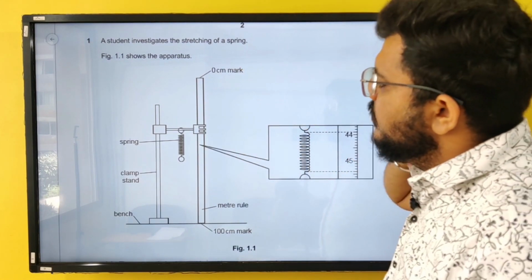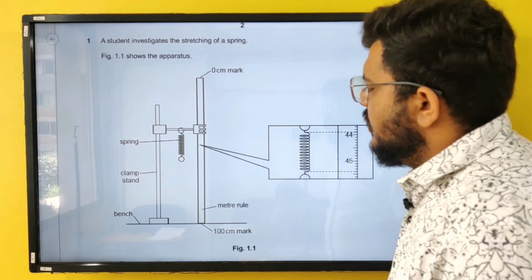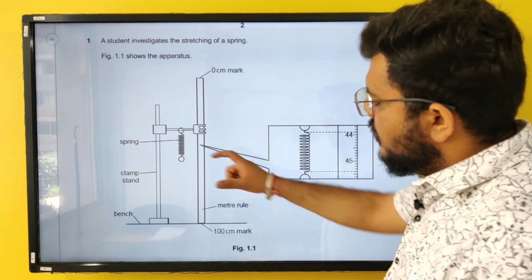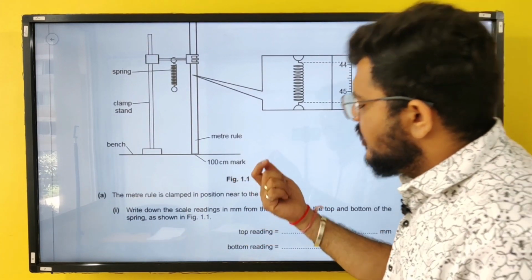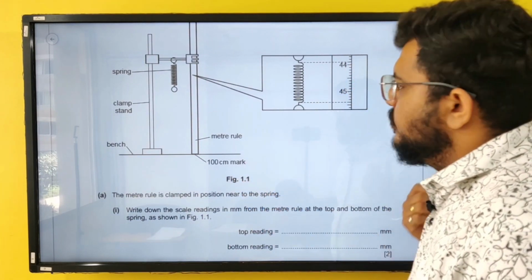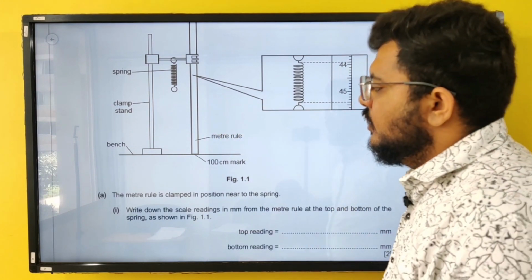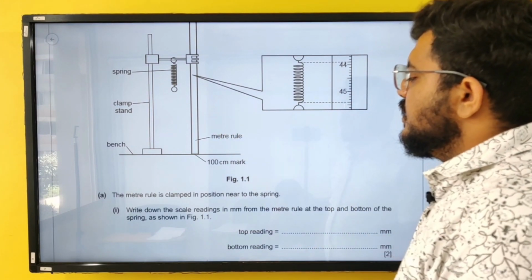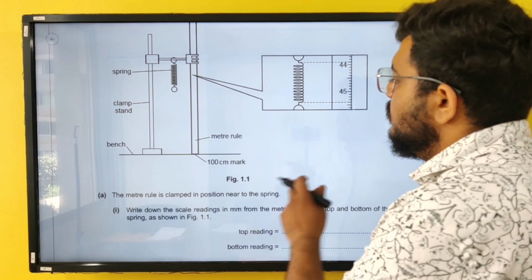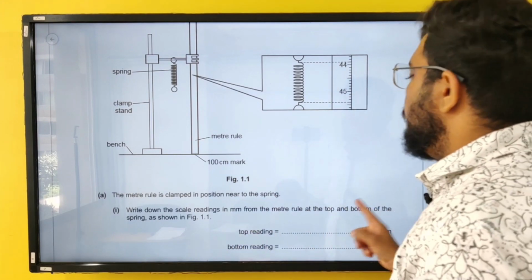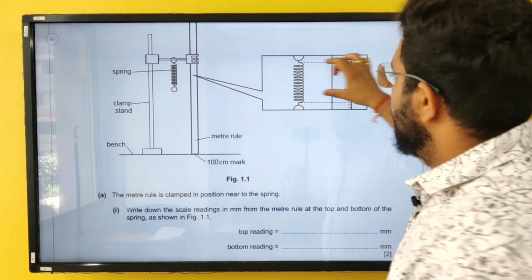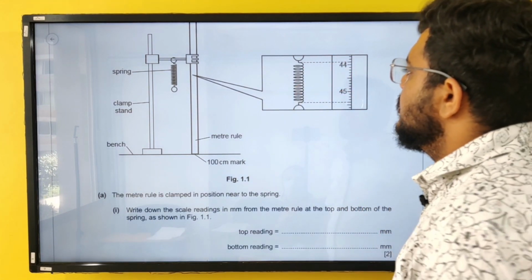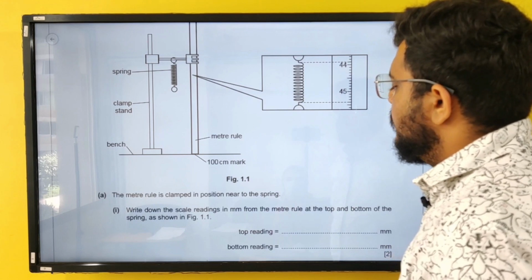This is the 0 centimeter mark, and these are the spring and the meter rule. The meter rule is clamped in position near to the spring, as shown. Write down the scale readings in mm from the meter rule at the top and bottom of the spring as shown in figure 1.1. So this figure shows us where the starting and ending of the spring are.